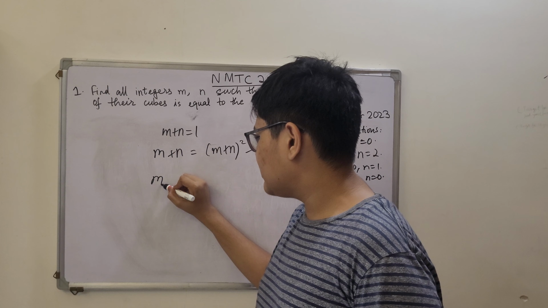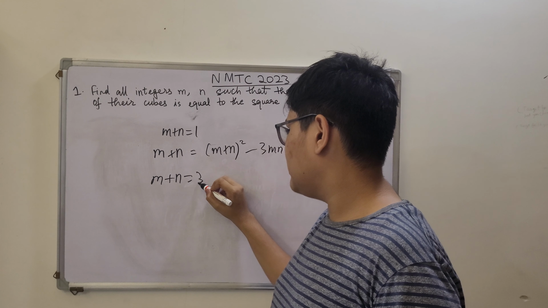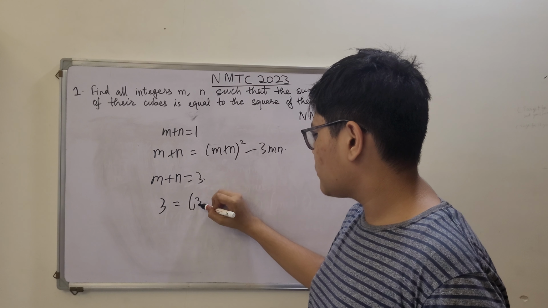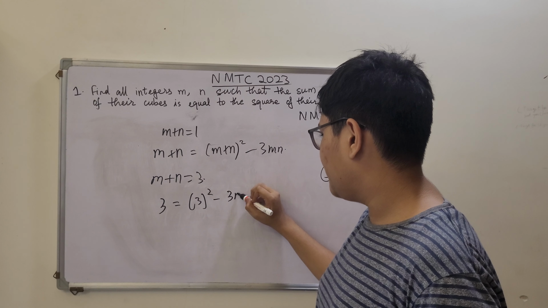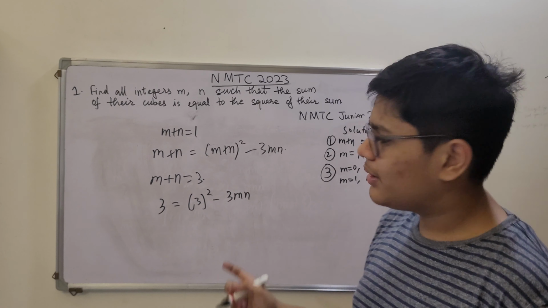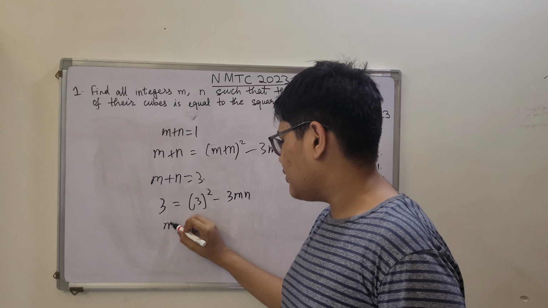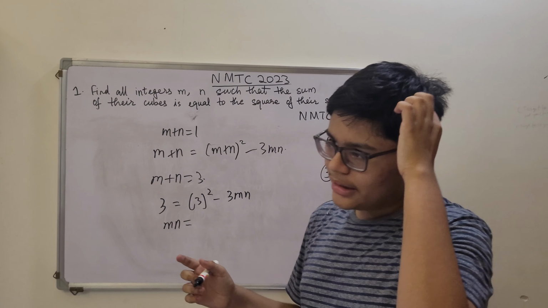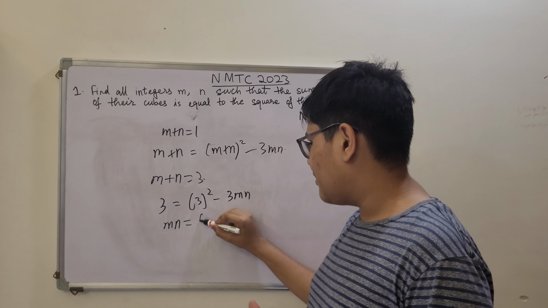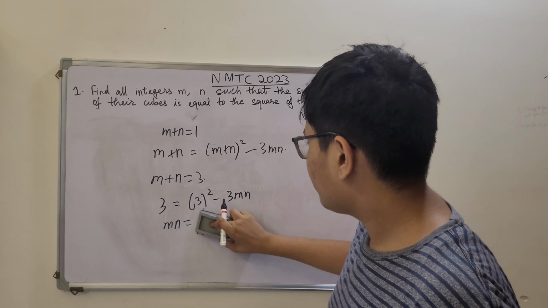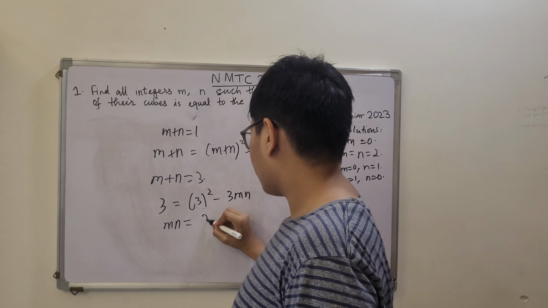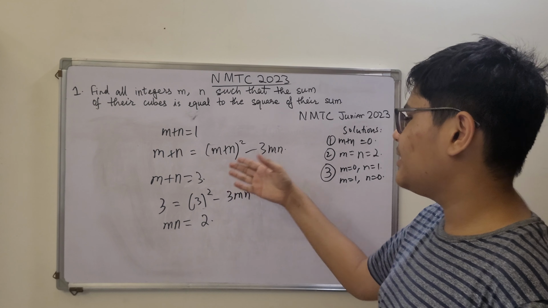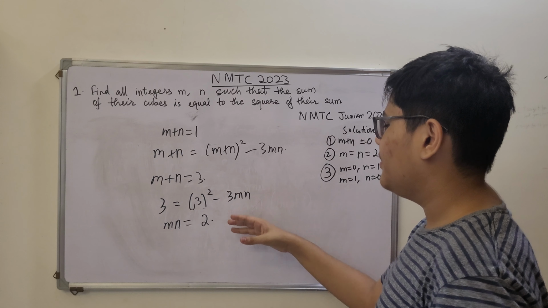And then you consider the case when m plus n equals 3. Then m cubed plus n cubed, which is m plus n squared, equals 3 squared minus 3mn, right? So you can just rearrange this, and you get 3mn equals 6, since 9 minus 3 is 6, so mn equals 2. So we need to find two numbers such that m plus n equals 3 and mn equals 2.